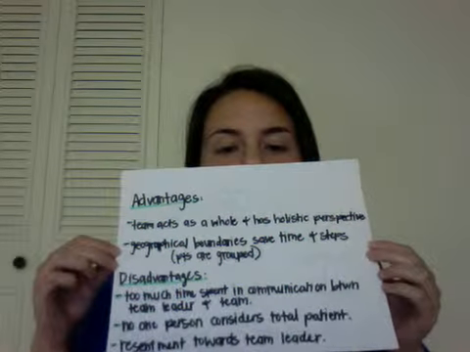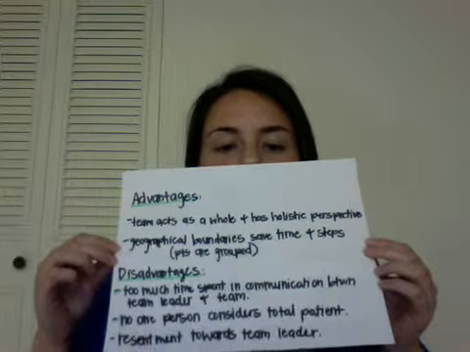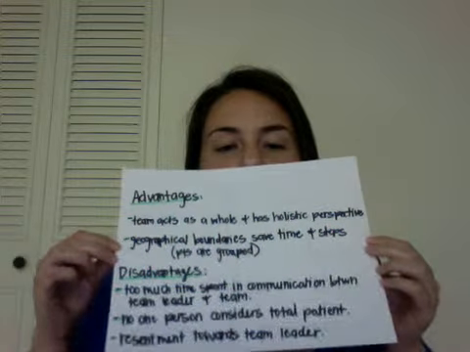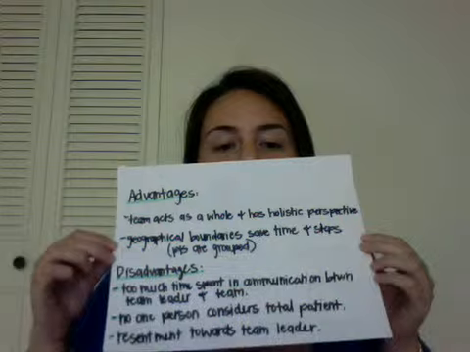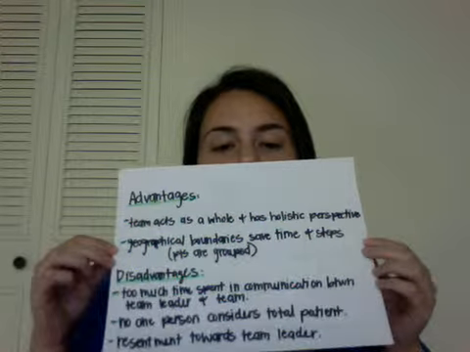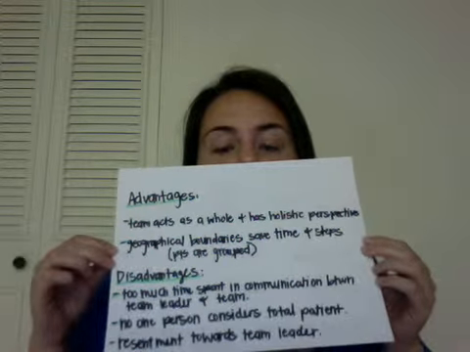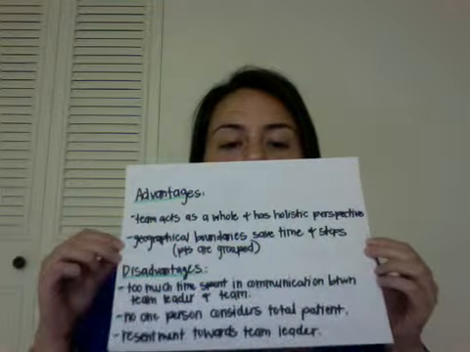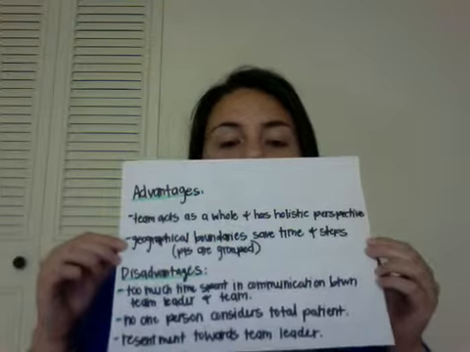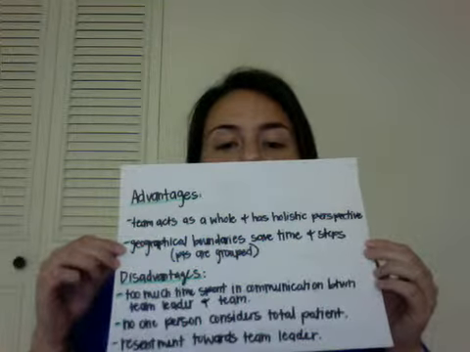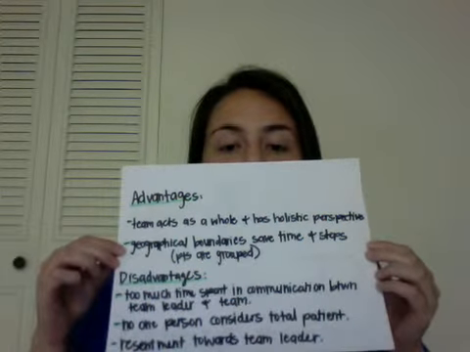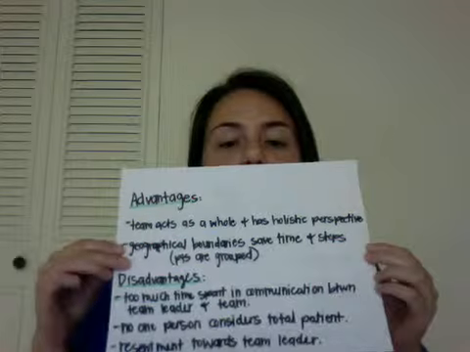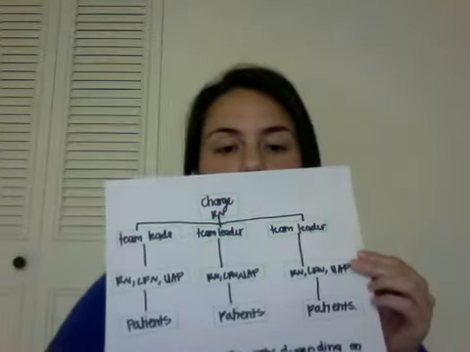Disadvantages are that there is too much time spent in communication between the team leader and the team. There's not one person that considers total care for that one patient, and there's resentment towards the team leader. The reason being that the team leader does more of the paperwork and not so much physical labor, but the team leader also has to make sure that they're communicating the plan of care effectively with the rest of the team, patients, and healthcare providers to provide some form of holistic patient care.